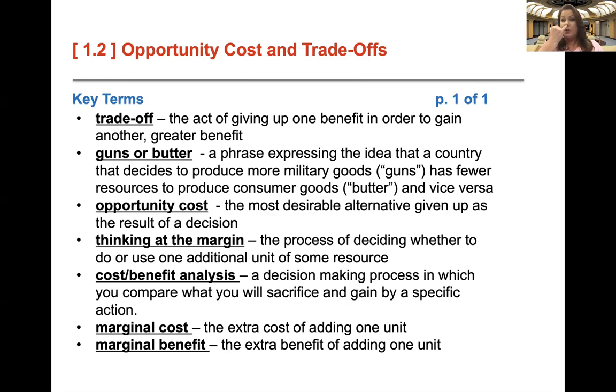Now, if we talk about marginal benefit, if I eat that one additional unit of pizza, what's it going to do? I'm going to be satisfied. I'm not going to be hungry, and maybe I can wait to eat till dinner. I'm not going to need a snack in between.